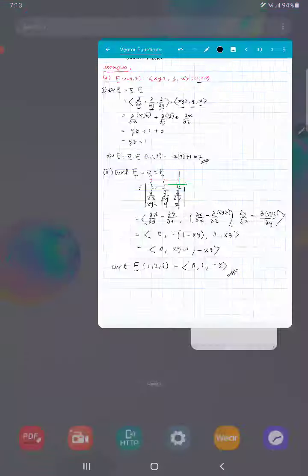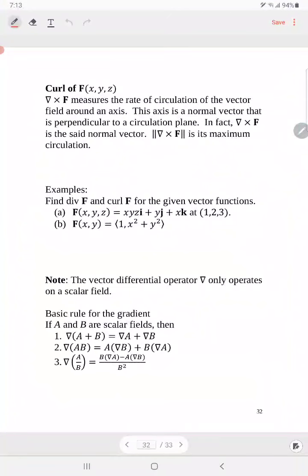Now let's look at the second example, item B. In item B, our vector field is on the xy plane because we only have x and y components. Same thing, we need to find the divergence of f and curl of f, but this time we're not giving you any point, so it's going to be in general for any point x, y. So let's find the divergence and curl of f for example B.